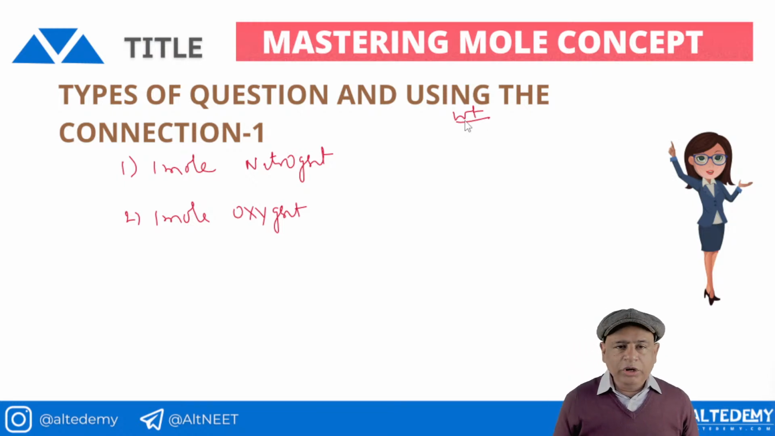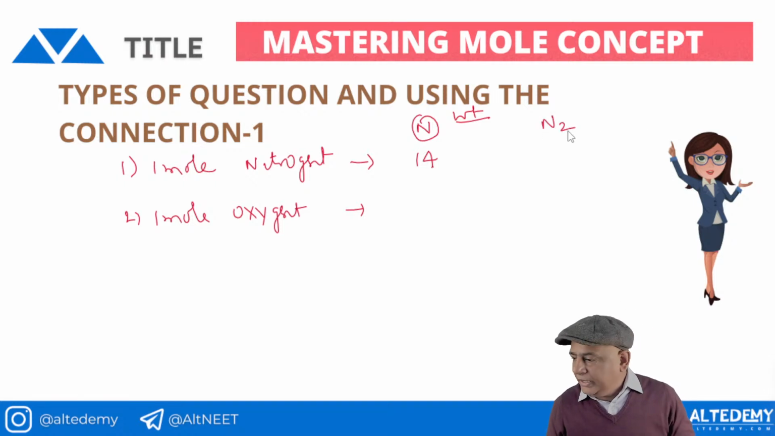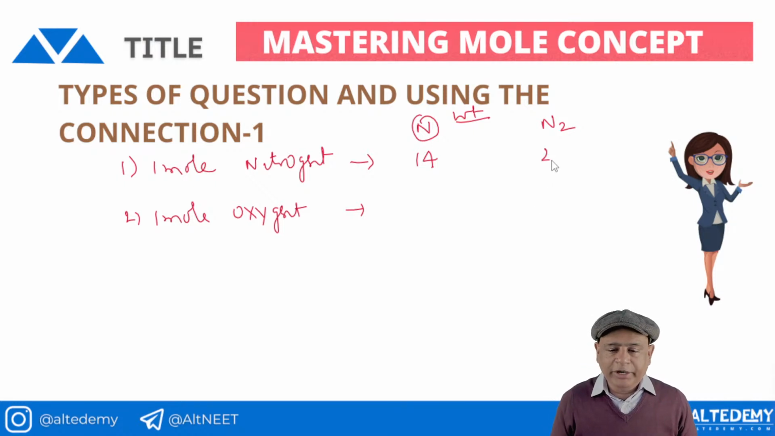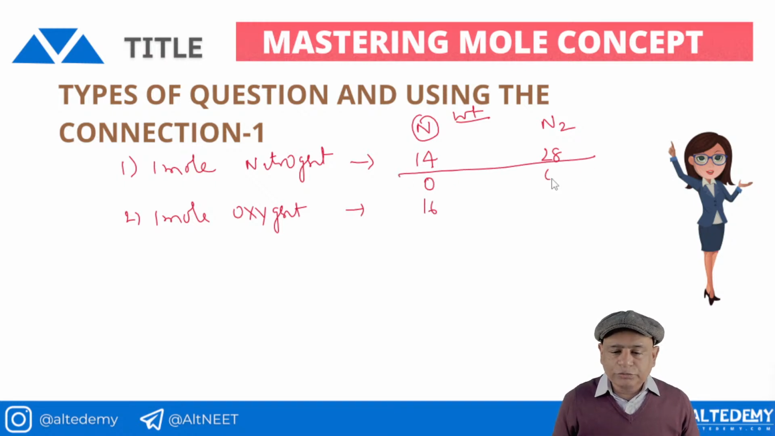What is the weight of 1 mole nitrogen or 1 mole oxygen? Those of you who consider nitrogen as N will say the atomic weight is 14, and those who understand nitrogen as N2 will say it is 28. Those who understand oxygen as O will say it is 16, and those who understand O2 will say 32.